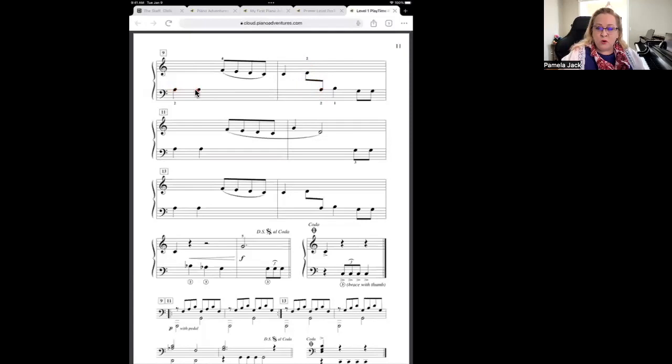So here we have 2 quarter notes, then we have 4 eighth notes beamed together. Then we have a quarter note, then we have 2 eighth notes beamed together, then 2 eighth notes beamed together. Do that with me. Ready, go. Ta, ta, ti, ti, ti, ti, ta, ti, ti, ta, ti, ti.